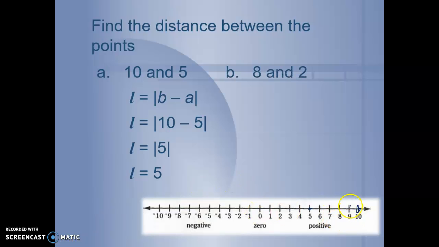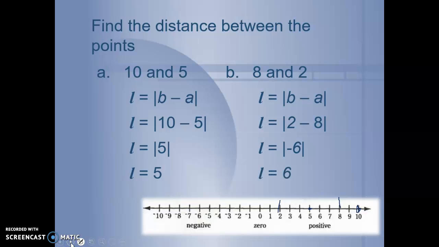What about 8 and 2? Let's plug that into our formula and see if you can figure it out. If you came up with 6, then you are correct. Nice job.